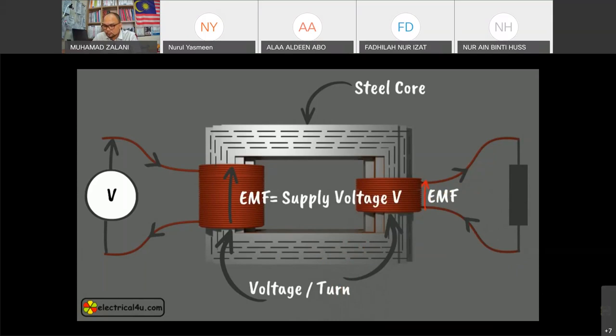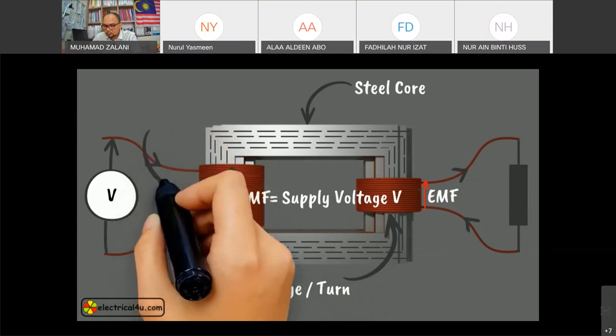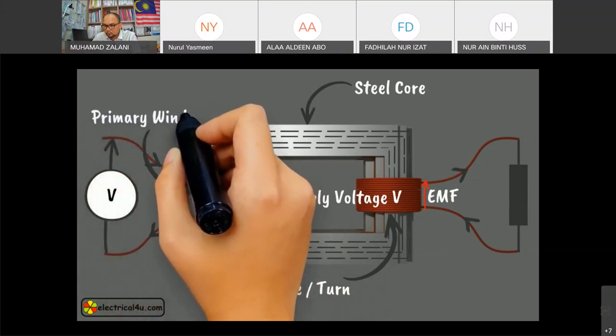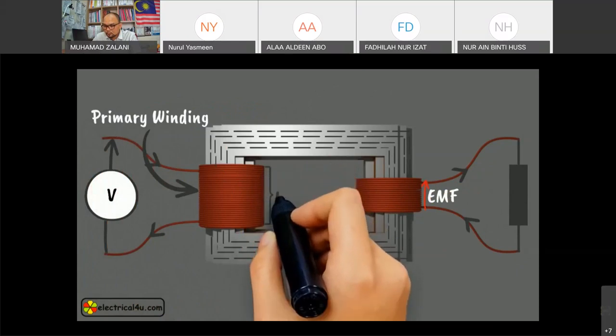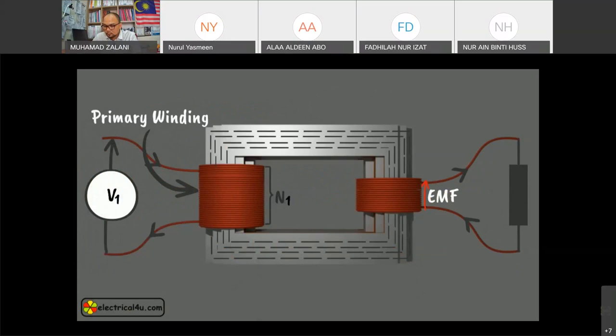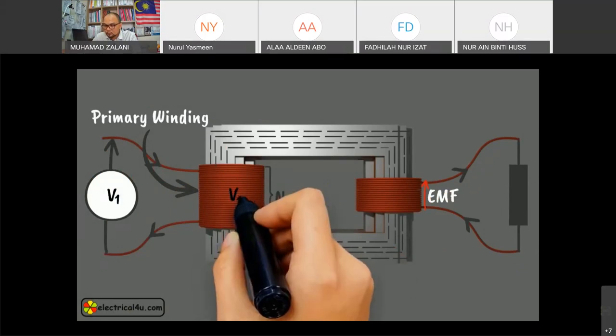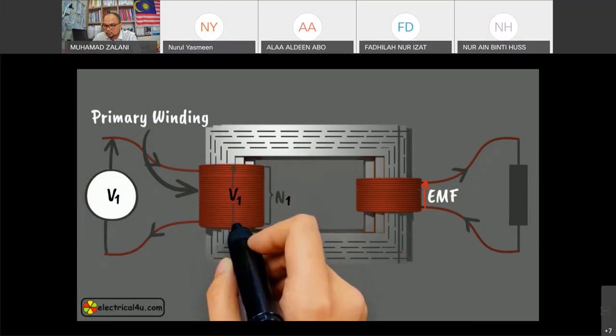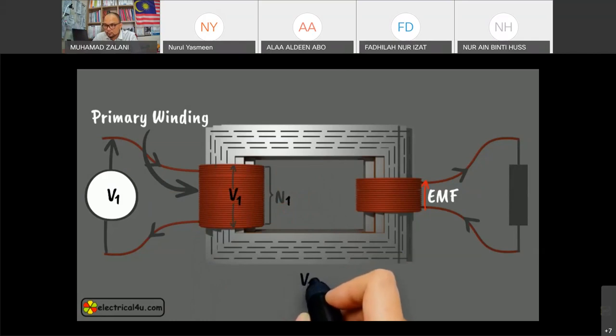As this first winding is connected with the supply, it is referred to as the primary winding. Now, if this primary winding has N1 number of turns and the supply voltage or induced voltage across the primary winding is V1, then the voltage per turn in the primary winding is V1 by N1.